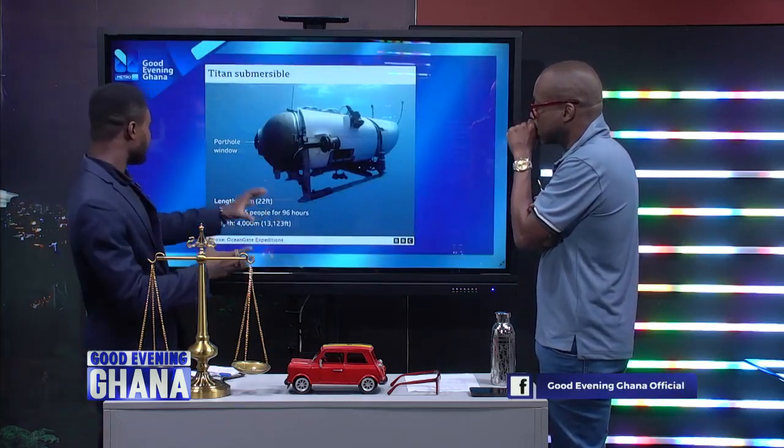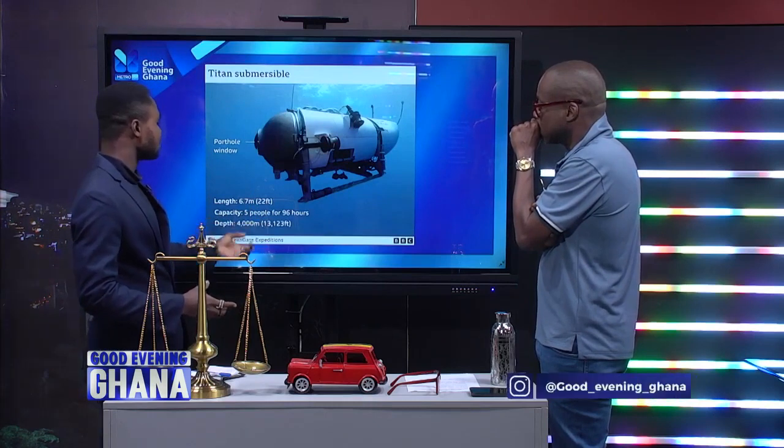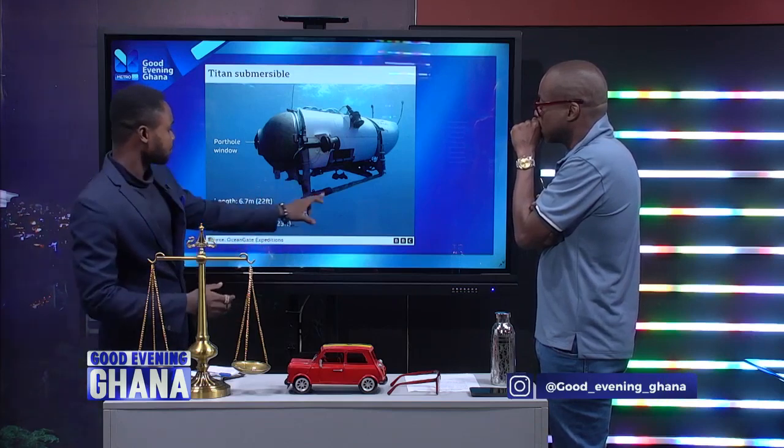Yes, again, another picture of the ship with the dimensions and the depth, 4,000 meters or 13,123 feet, about 22 feet long, like our small trotros.